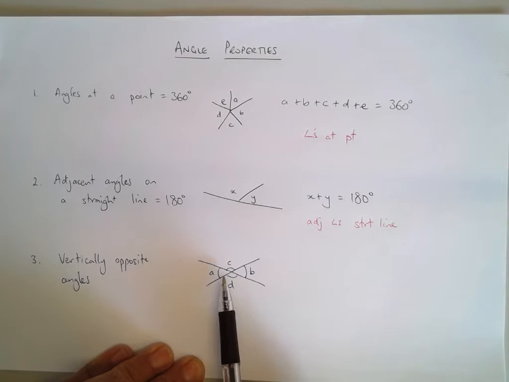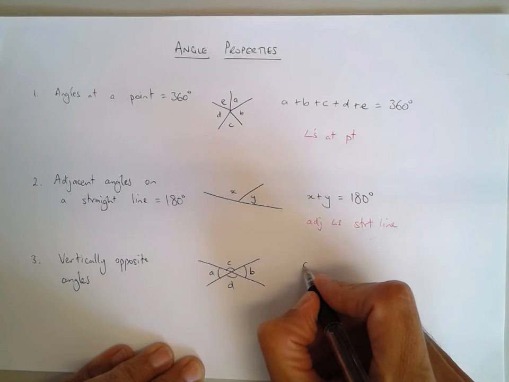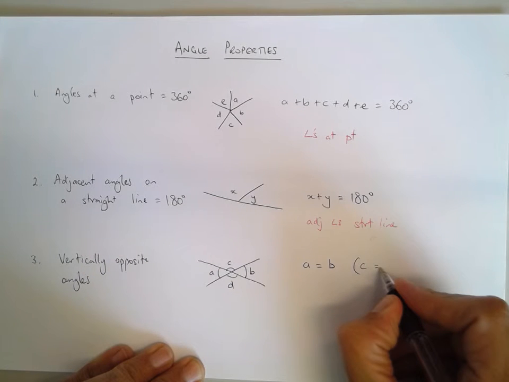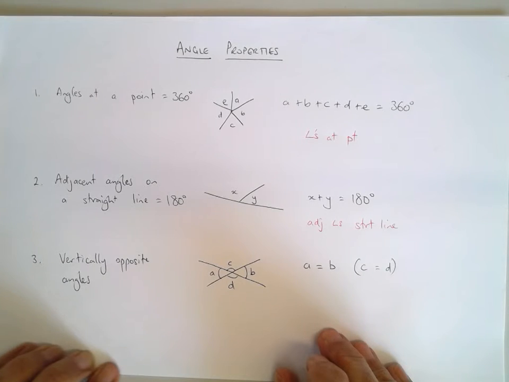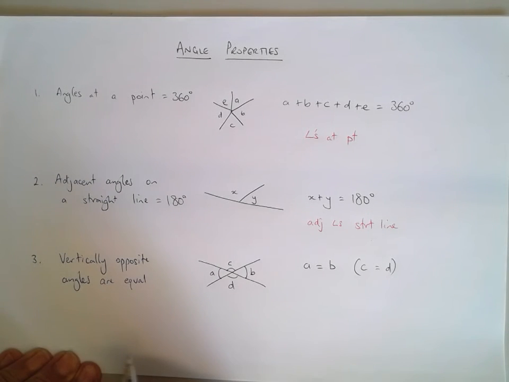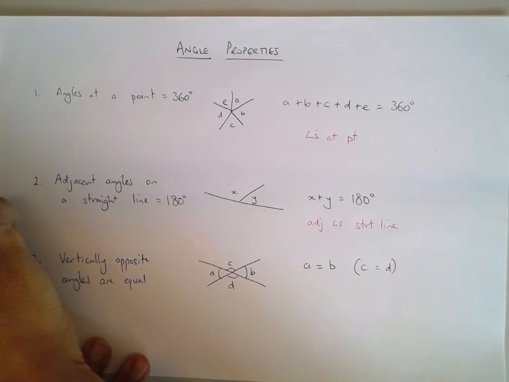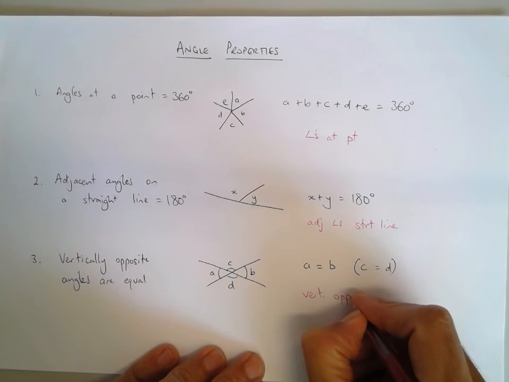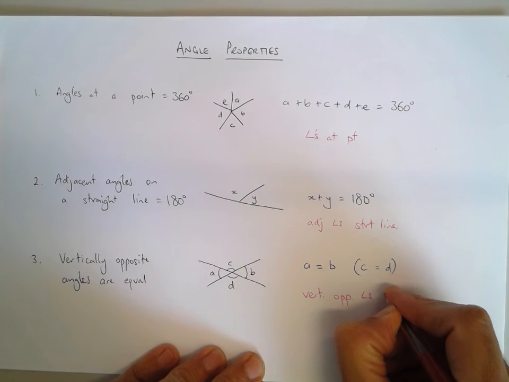When I say vertically opposite, I don't mean they have to be one above the other, they can be side by side. Now A and B are going to be equal. So A equals B, and also here C and D are equal. So we can say that vertically opposite angles are equal. And that's just a special name, vertically opposite. Again, there's some shorthand we can use for this. Vert op angles are equal.